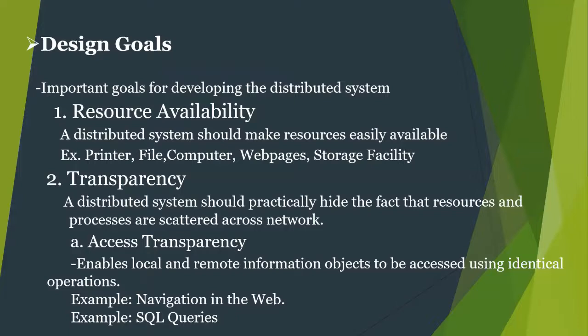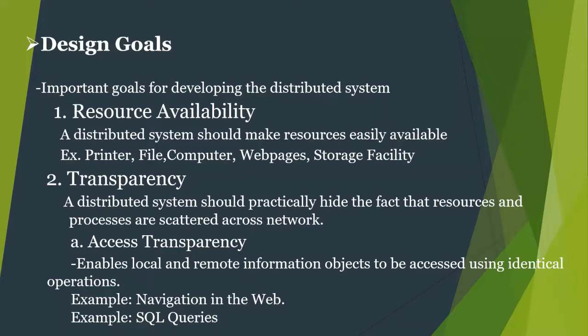So what is this resource availability? Resource availability means the distributed system should make resources easily available. Resources are typically things like printers, files, computers, web pages, storage facilities, and so on. The main goal of a distributed system is to make it easy for the end user to access remote resources and to share them in a competent and well-structured way.